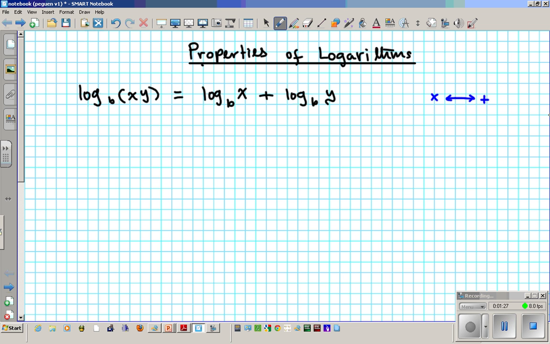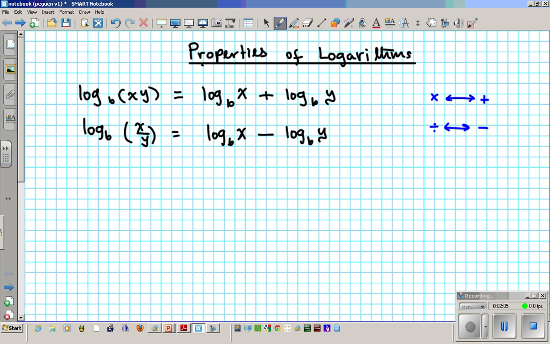And let's look at the division case. What if we had log base b of x over y? What would that be? What is the opposite of times? Divide, right? The inverse of addition is going to be subtraction. So whenever you're dividing, this is going to be log base b of x minus log base b of y. Remember, when you're dividing numbers, it's the same thing as subtracting your logs.